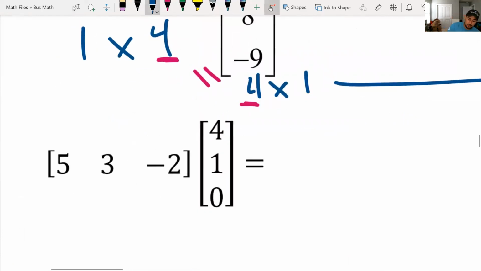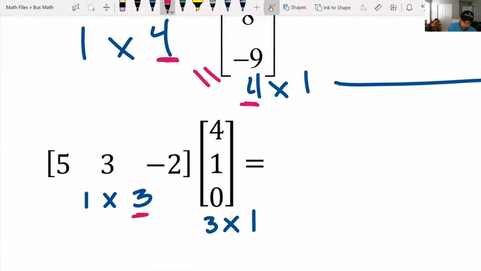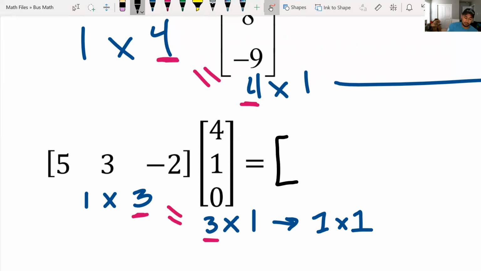All right. First thing we want is dimensions. So our first matrix is 1 row by 3 columns. Our second matrix is 3 rows by 1 column. Those are equal, which means the resulting matrix will be a 1 by 1 matrix. So let's start on the math. All right, here we go.